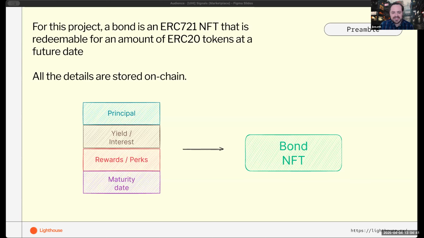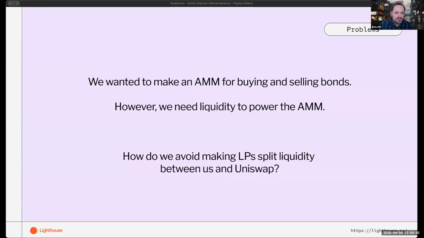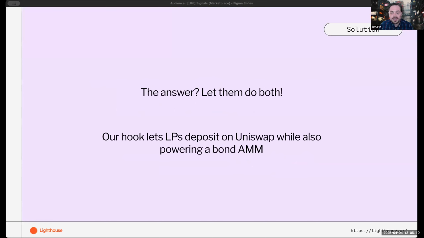All right, so now that we know what these bonds are, what is the problem? We set out to make an AMM to enable automated buying and selling of these bonds. In order to do that, we need liquidity to power our AMM. We thought it was important to avoid making LPs split liquidity between us and Uniswap, because obviously in that matchup, Uniswap would win. They've got the better reputation. So what is the best solution for that? Why not let them do both?